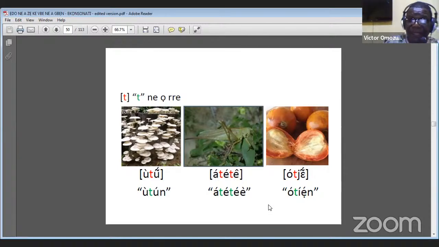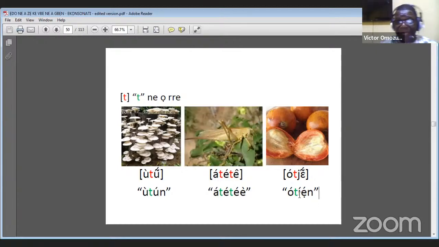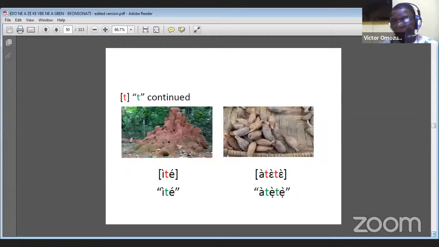Atete. Now see the picture there. And then otien. Again, you see the E turning to a glide in speech. Otien. Then the T, yo. And then ite. Ite. Can see the ant here there.